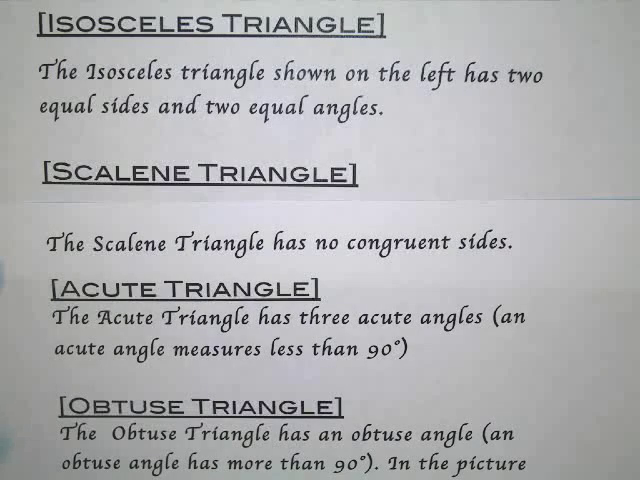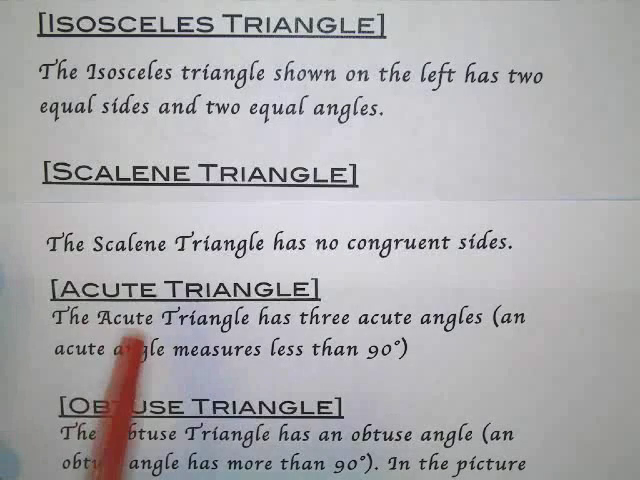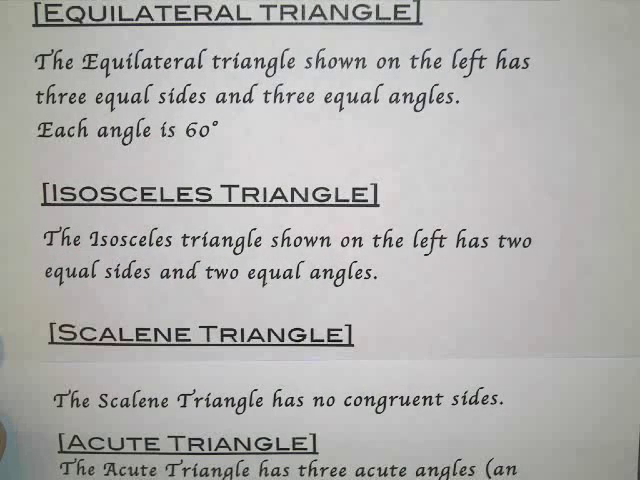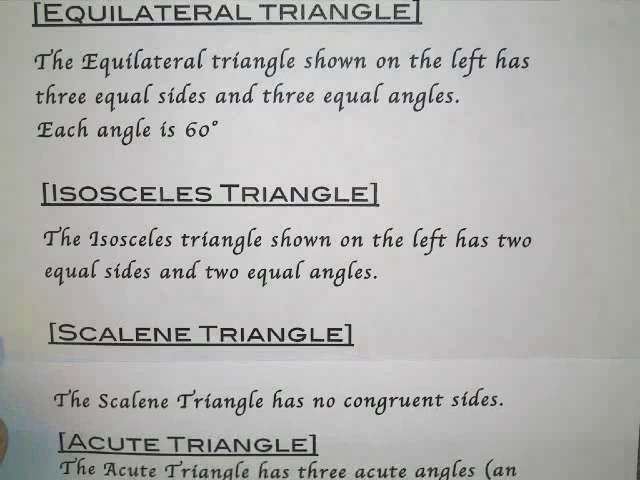An acute triangle has 3 acute angles, meaning all 3 angles are less than 90 degrees. So here's my next question to you. An acute triangle and an isosceles or an equilateral triangle, are they the same?